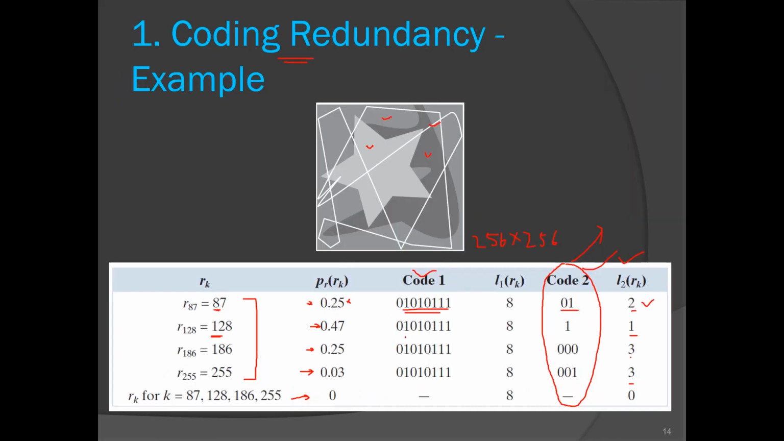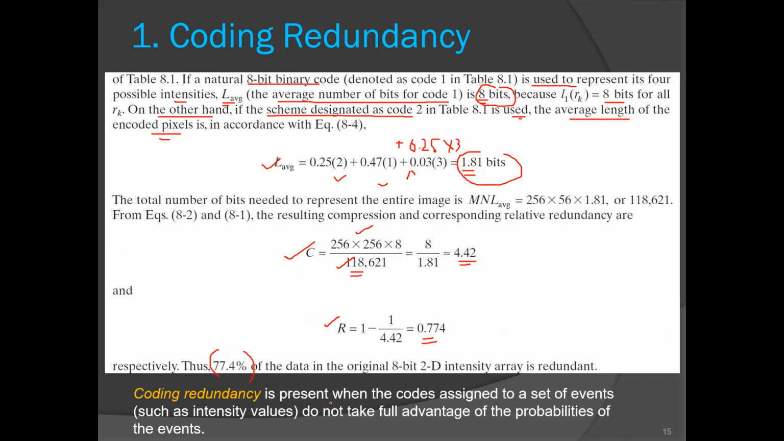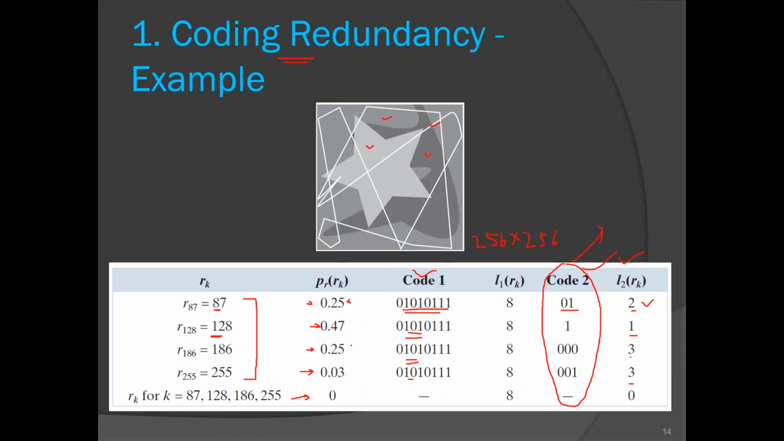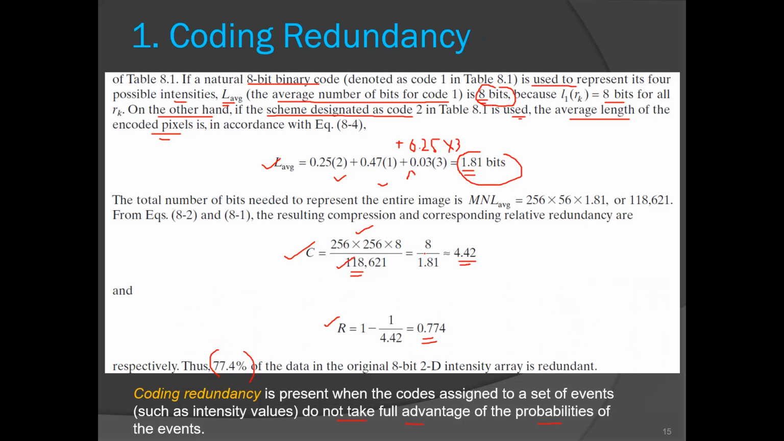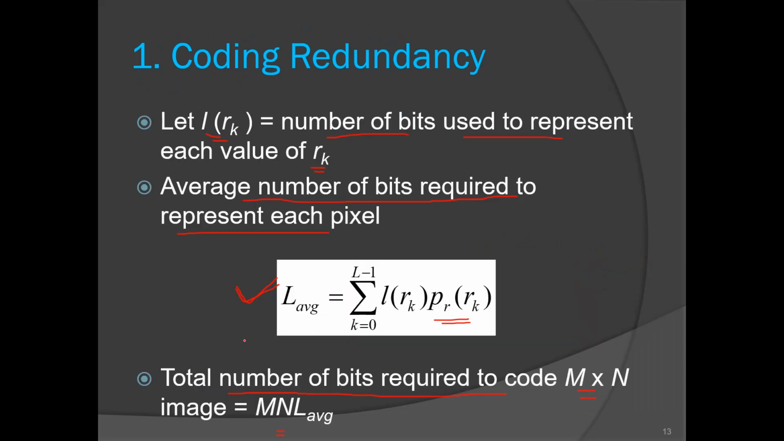We are unnecessarily using a higher number of bits. Coding redundancy is present when the code assigned to a set of events does not take full advantage of the probability of the events. The probability of this star's intensity is higher, so we can assign a smaller number of bits to that region. This is the example of coding redundancy. With this example we can see that the image had 77% redundant data. Is it clear to you? Shall I revise this example?